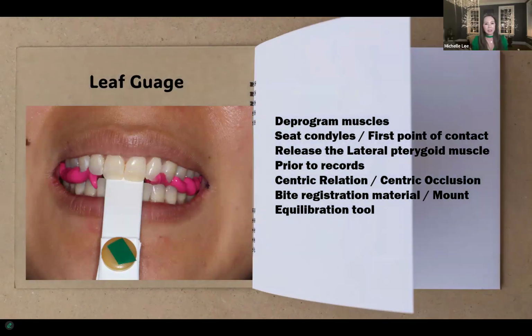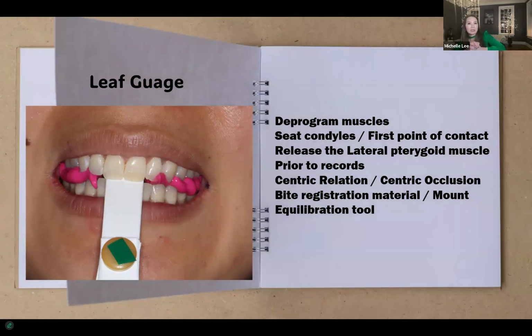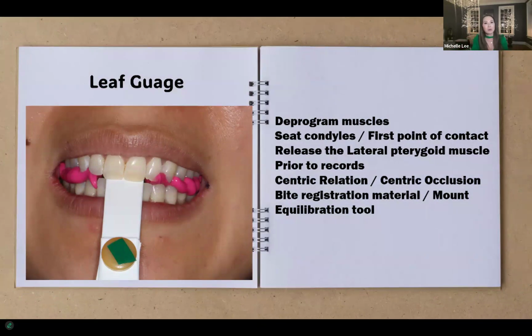So the next one is the leaf gauge. I know everyone has this in their toolbox here. It also deprograms muscles. It seats the condyle, and it allows us to get the first point of contact, right? So we're using the leaves, we're taking the leaves out. It's doing the same thing principally. It's releasing the lateral pterygoid muscle. We're using it prior to records. We're capturing centric relation and understanding centric occlusion. We're putting bite registration material right in between so that you can transfer that bite registration material and mount it. And some of us are also using it as an equilibration tool. So those are all the things that we can utilize a leaf gauge for.